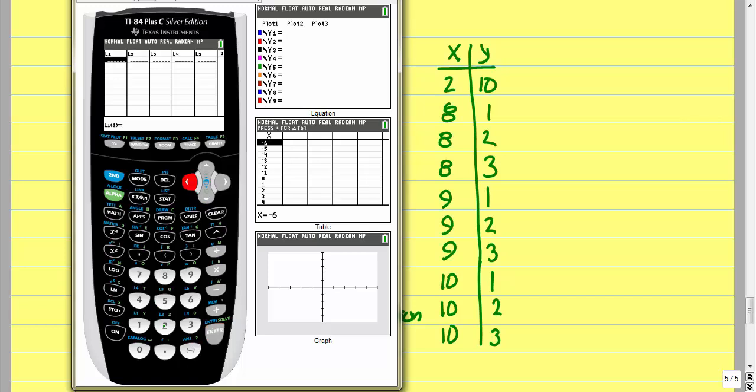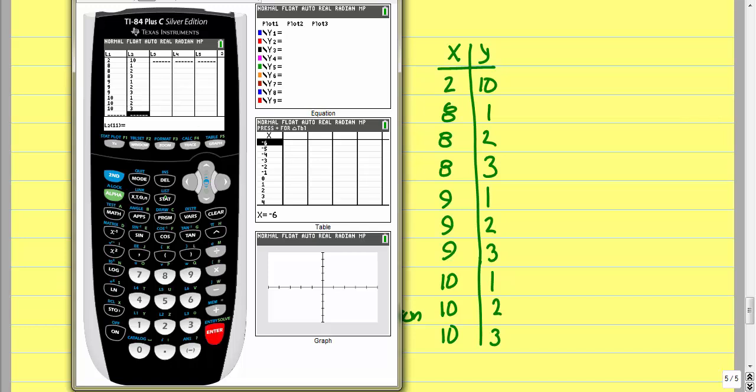So under L1, we'd have 2, and then 8, 8, 8, 9, 9, 9, and then 10, 10, 10. And then our values for the corresponding L2, we need to make sure they're entered as ordered pairs. 2 went with 10. And then I had 1, 2, 3 for my 8s, 1, 2, 3 for my 9s, and 1, 2, 3 for my 10s.